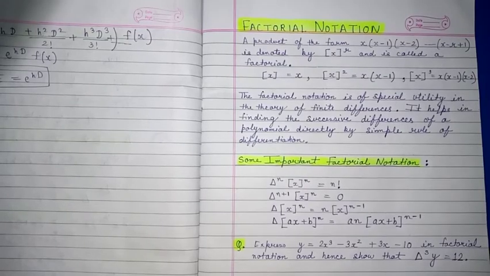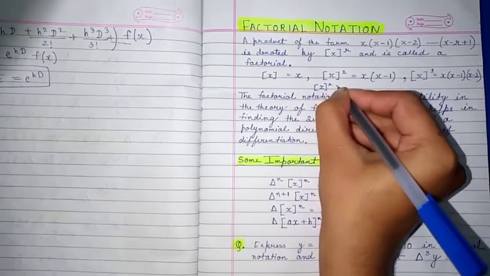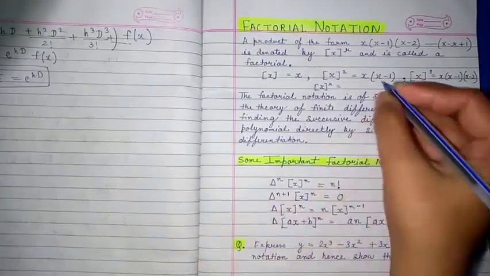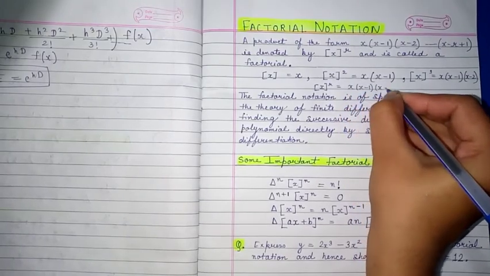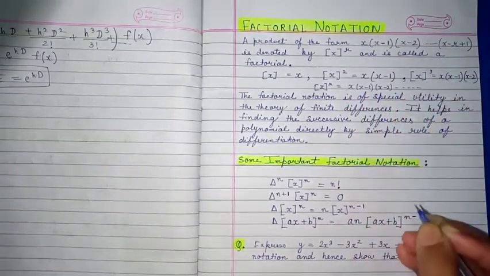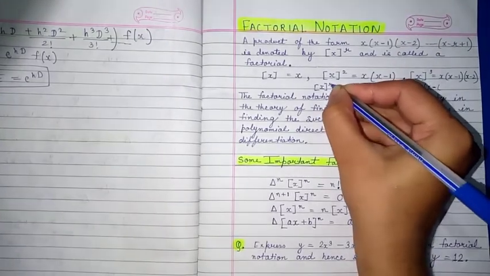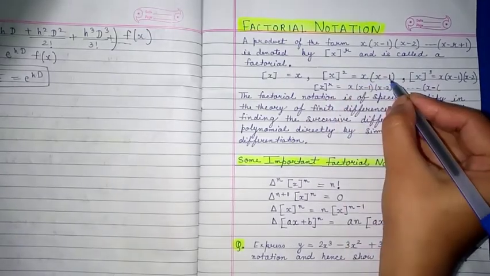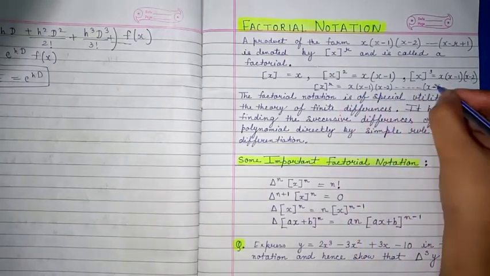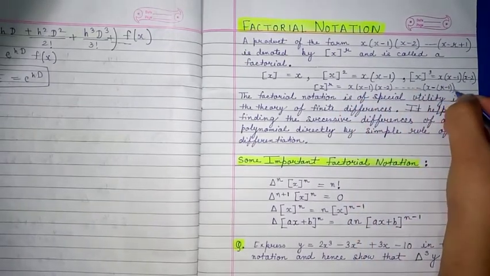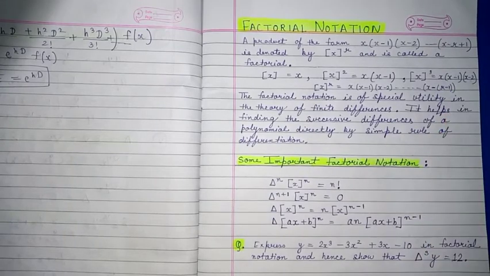Suppose you have to write it in general, that is x to the power r. In this case, you will write x, x minus 1, x minus 2, and it will go on like this, and at last you will write x minus r plus 1. If r is 2, then at last it is x minus 1. If 3, at last it is x minus 2. And if r is there, then you write x minus (r minus 1), and if you open this bracket, it becomes x minus r plus 1.